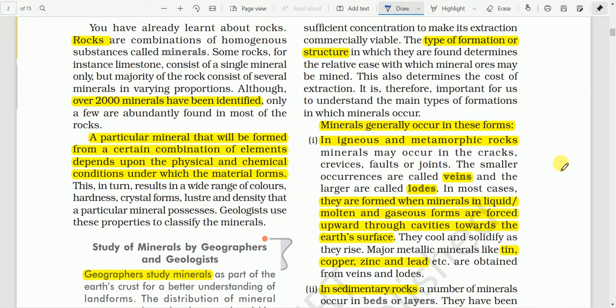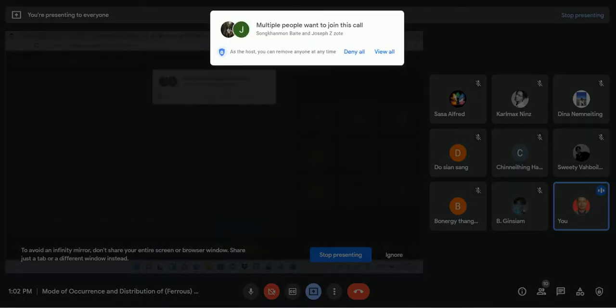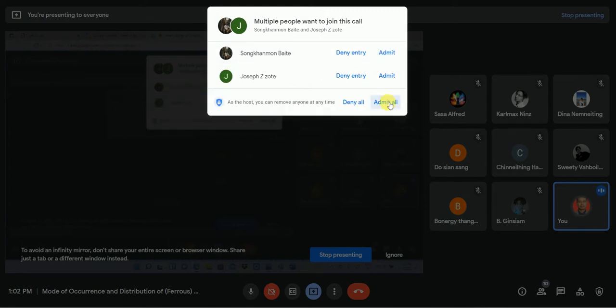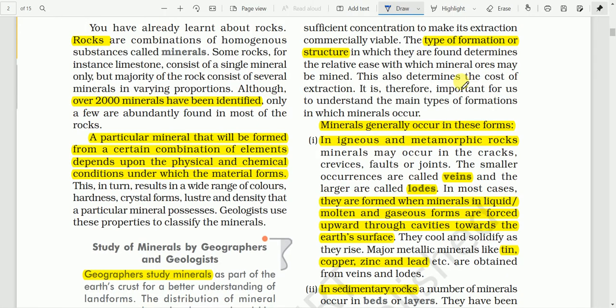with profit. The type of formation or structure in which they are found determines the relative ease with which the mineral ores may be mined. So whether the minerals are occurring inside the earth or on the surface, or in which formation they are occurring, depending on that, the ease for the extraction of the mineral is determined, okay. And this also determines the cost of extraction.